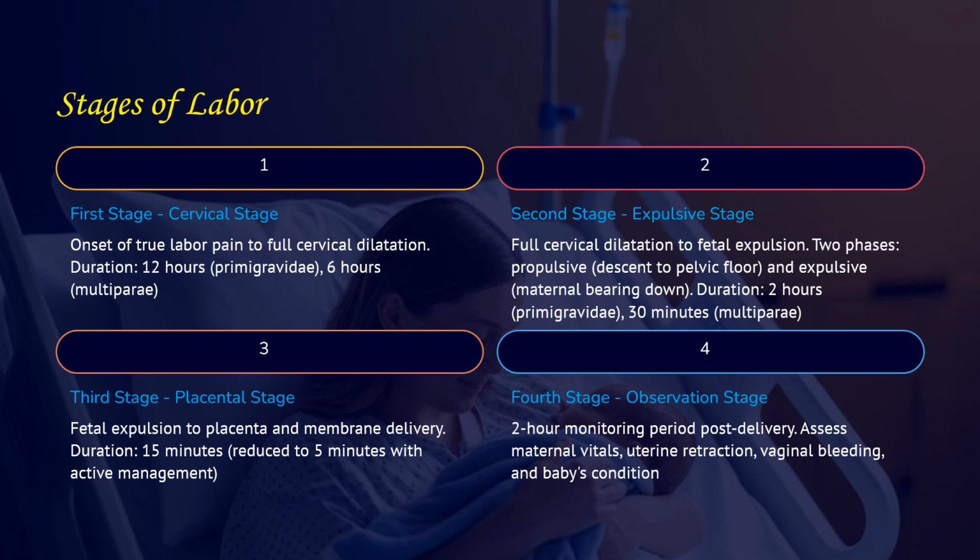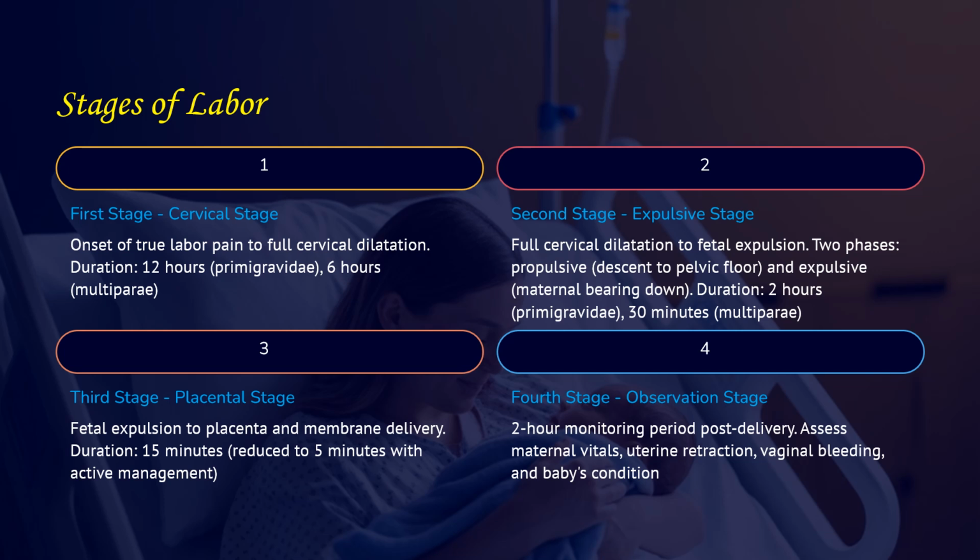Now let's see the stages of labor. We have 4 stages of labor. First stage, also known as the cervical stage, starts from the true onset of labor pain to full dilatation of the cervix, which is 10 centimeters, and the total time it takes is 12 hours for primigravida and 6 hours for multipara.